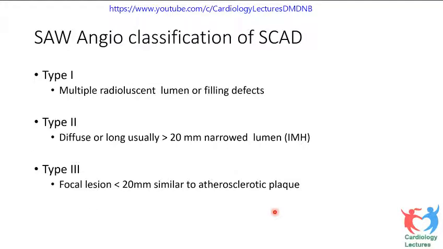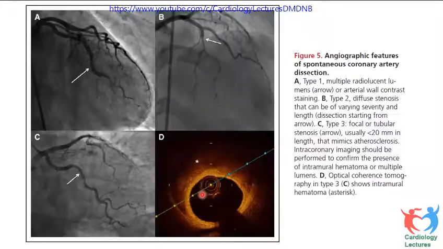And there is a classification for SCAD also. Type 1 is multiple radiolucent lumen defects. Type 2 is diffuse long lesions, where it is very difficult to recognize. And type 3 is very tricky. It is focal, less than 20 millimeters, but most of the time it can look like an atherosclerotic block. So this is the classification.